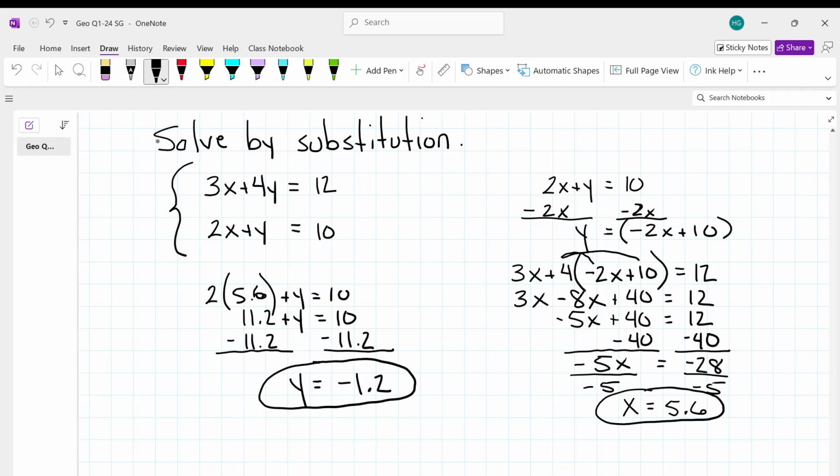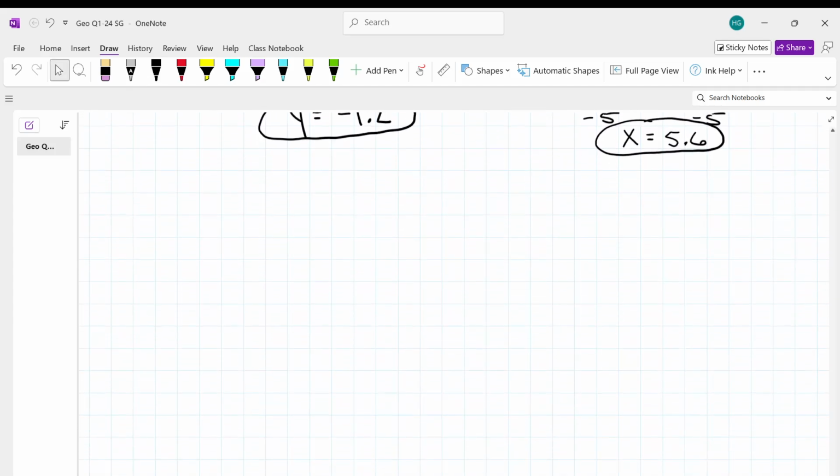All right, so when solving by substitution, the first thing we do is we take one of the equations and we solve for one of the variables. Once we have an expression for a variable, we go to the other equation and we substitute that expression for the variable. Solve for one variable, substitute, solve for the other. So let's take a look at another example. We're going to solve this next system by substitution as well.